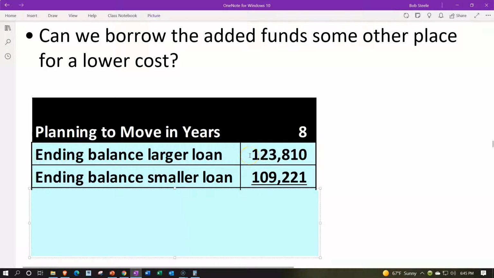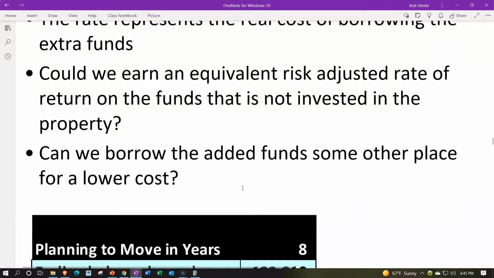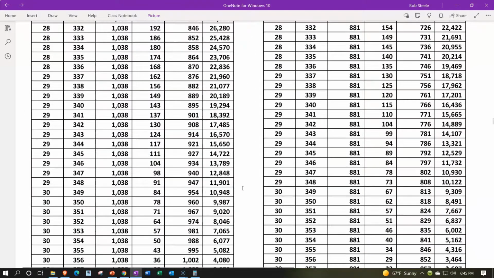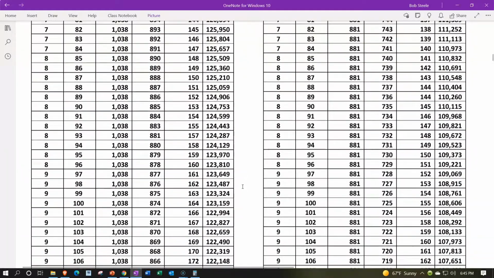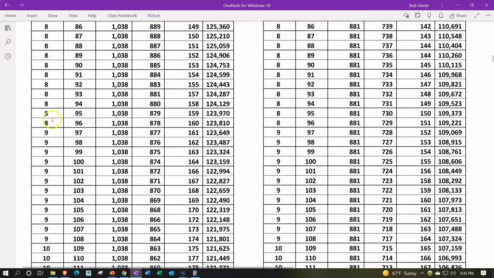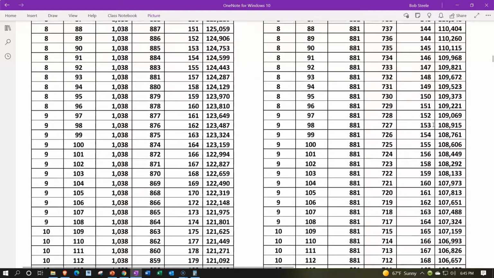So the 123,810 versus the 109,221. You could get these with a calculation. You can also just get them from the amortization table. So if we go up to the amort table at the end of 8 years here, we get the 123,810 versus the 109,221.